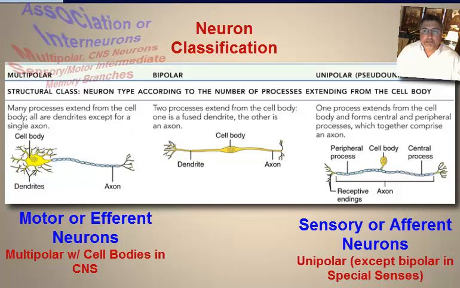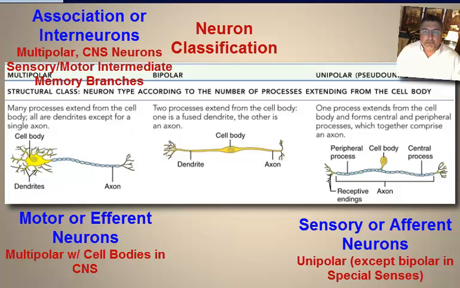Now, there's one type of neuron we haven't spoken of that really makes up the vast majority of the neurons. It's called association neurons, or interneurons. The association neurons are going to be mostly multipolar. They're going to be confined to the central nervous system. They function as intermediates between the sensory and the motor, especially where we would find complex integration occurring. And they make up over 99% of all the neurons.